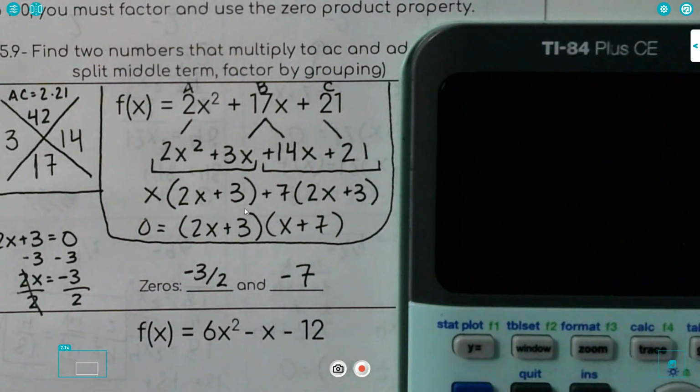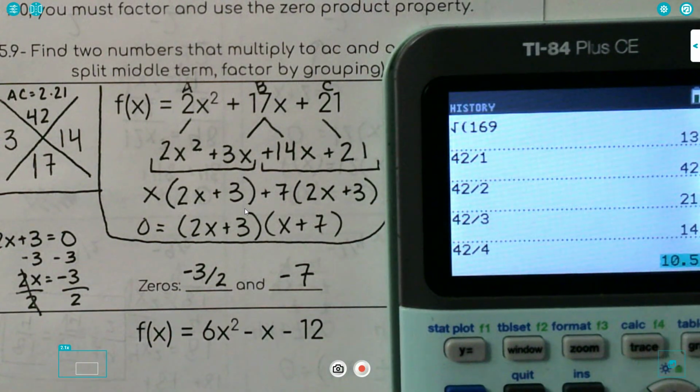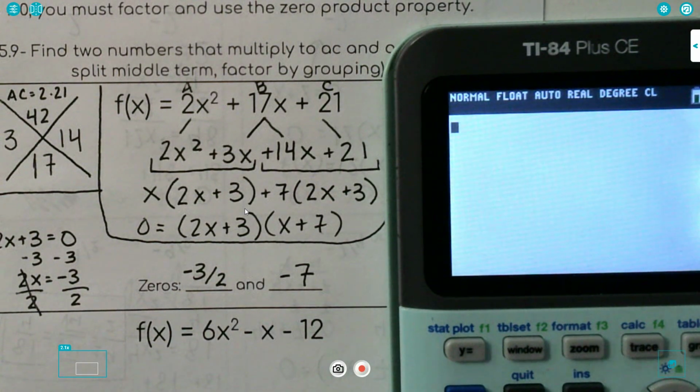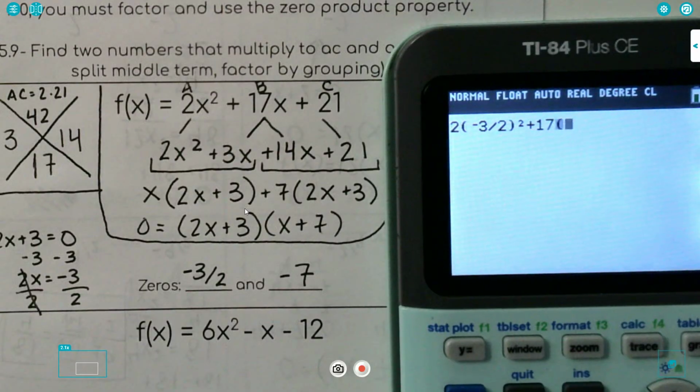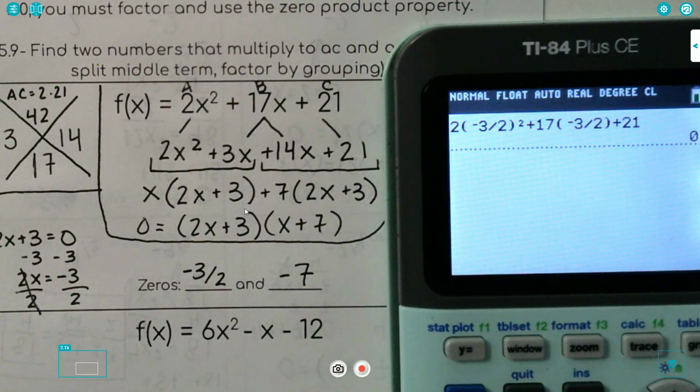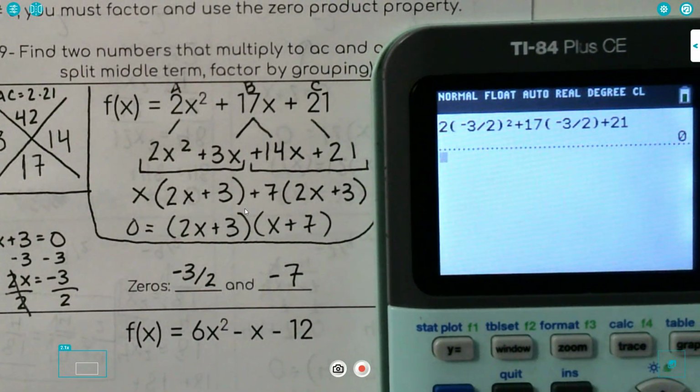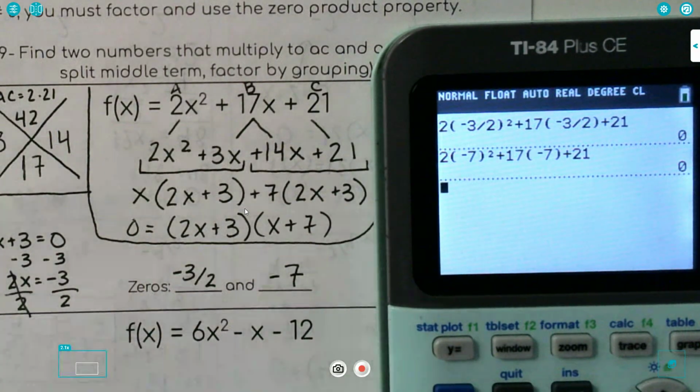But if I were to plug this in, I now need to get all this chaos into my calculator. 2, open parentheses, -3 divided by 2, close parentheses, squared, plus 17 times -3 divided by 2, close parentheses, plus 21. I hit enter. I get 0. And then I could do the same thing with -7. 2, open parentheses, -7, squared, plus 17 times -7, plus 21, enter, 0.